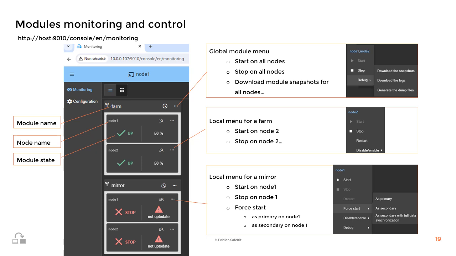The third menu is the node-specific menu for the Mirror module. Since the Mirror module has just been configured, the state is not up to date on both nodes. SafeKit does not know which node has the most up-to-date data. It is necessary to indicate this by forcing the startup as primary of the node with the most up-to-date data. The other node, upon its own startup, will synchronize the replicated data from the primary node before becoming secondary. SafeKit will then remember which node has the most up-to-date data and will prevent the node with outdated data from becoming primary on a simple start.